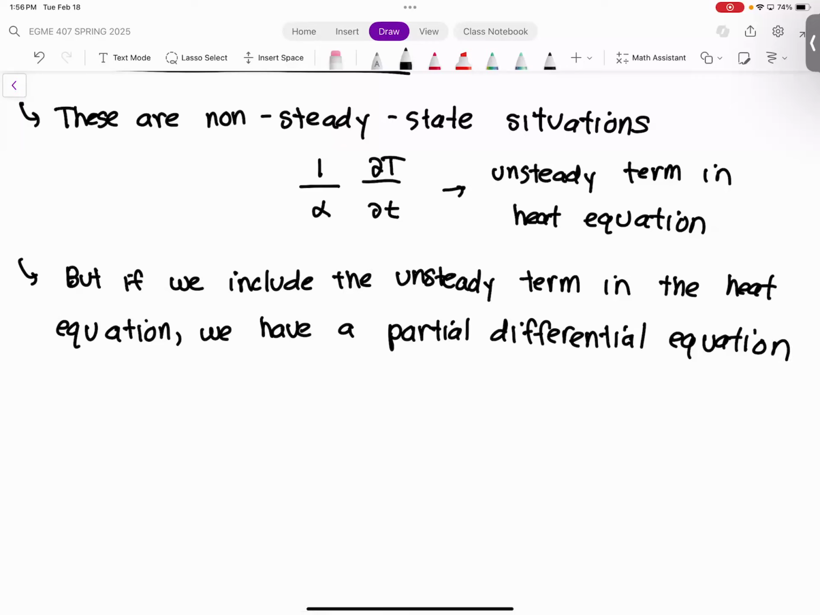I feel like I've teased partial differential equations so much in this class, but don't worry, we're not actually going to solve it. Okay. And so what are we going to do, right? If we include this unsteady term, we have to solve a PDE, right? But if we make one key assumption here, we can avoid having to solve this PDE.